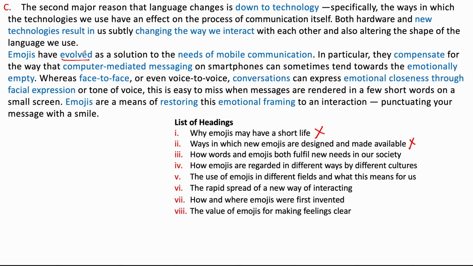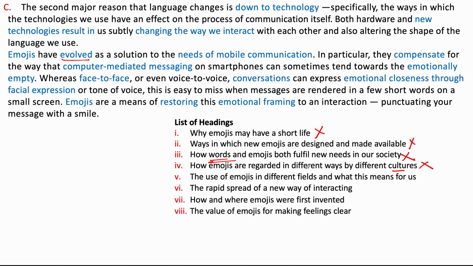The main point is not about how emojis are designed or made available. Three is already used for the previous section, and this section does not discuss words at all. There is a mention of expressing emotions which are not possible through mobile communication. However, words are not mentioned in this section at all. The fourth heading talks about different cultures, not mentioned in the section.